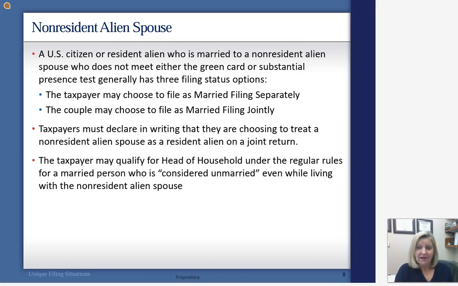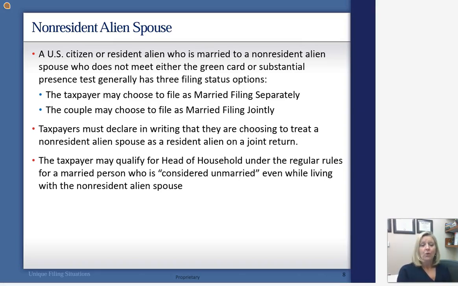That actually is going to be out of scope for us, because in order to do the married filing jointly for a non-resident alien spouse, the taxpayers must declare in writing that they're choosing to treat the non-resident alien spouse as a resident on a joint return. And that is out of scope. We are not able to do that declaration or statement for them. We just can't prepare the return.